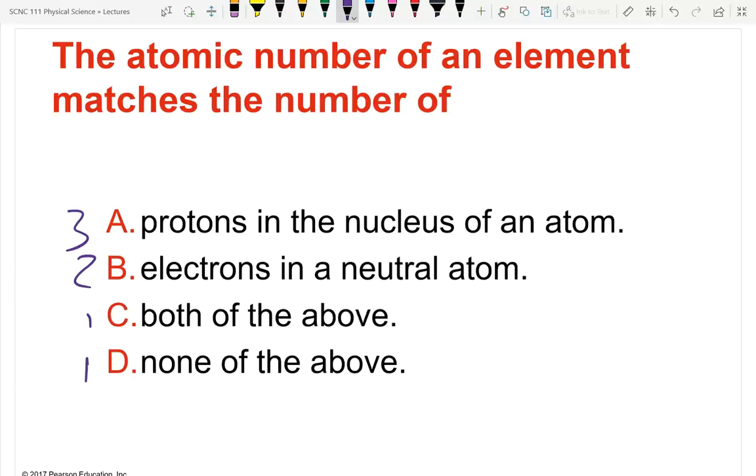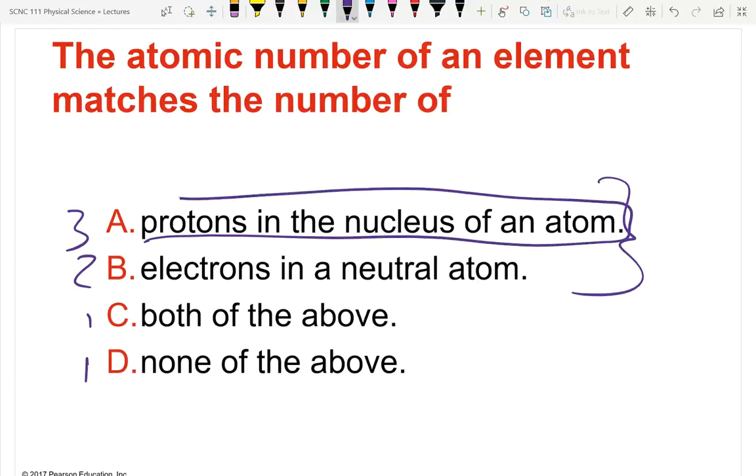Leslie, what do you think the answer is? I think that it would be for sure the protons in the nucleus of the atom. And the fact that it says electrons in a neutral atom means that there's no change in the electrons. So then the protons and the electrons would be the same. Okay, she nailed it. Both of these numbers turn out to be the same. Technically, this is the correct answer.